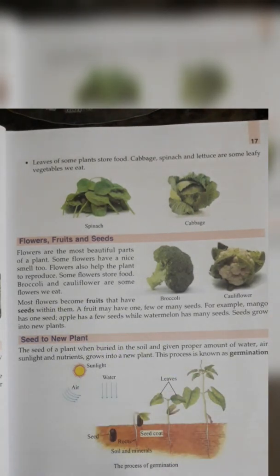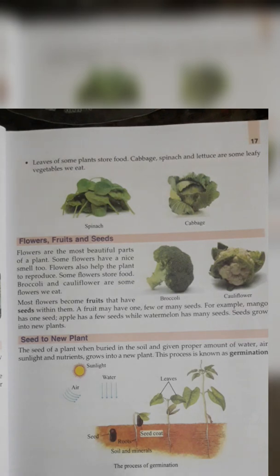Flowers are the most beautiful parts of a plant. We like it when we see beautiful flowers. Some flowers have a nice smell too. Flowers also help the plant to reproduce. Some flowers store food, like broccoli and cauliflower are some flowers that we eat.